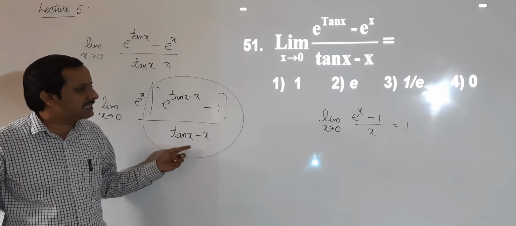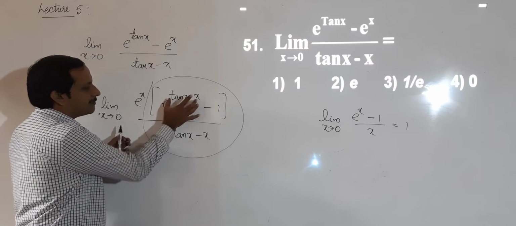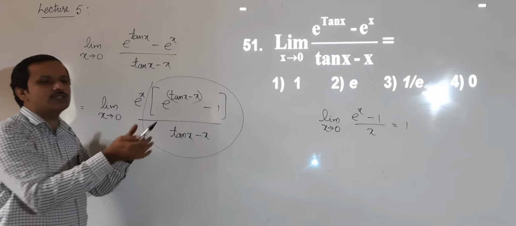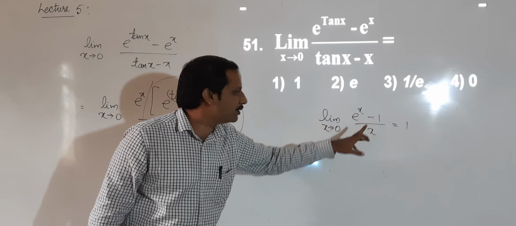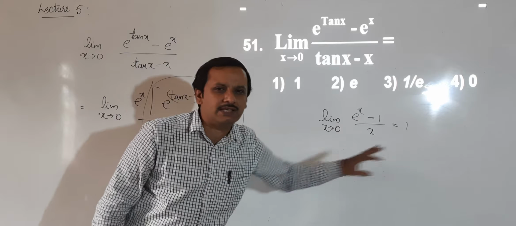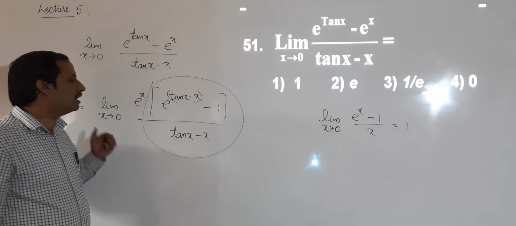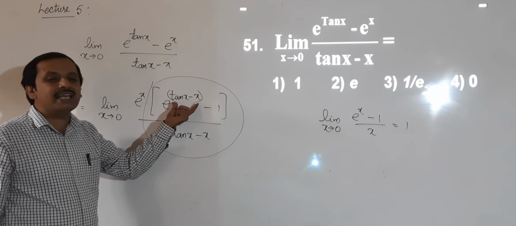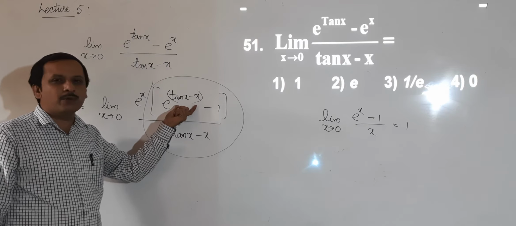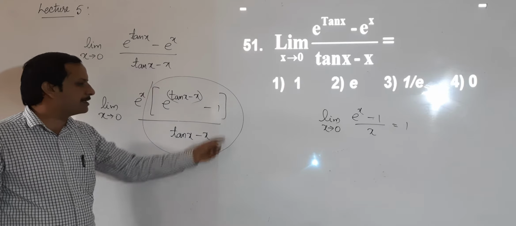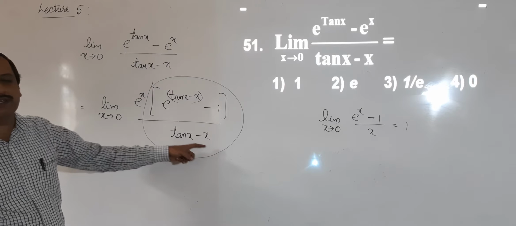So the question is, can we use that formula? That formula can be used only if this power is tending to 0. Here we have e power x, here also x. If x is approaching 0, then only the value of this limit is equal to 1. Now, when x approaches 0, what we need to check is whether this tan x minus x also approaches 0 or not. If this also approaches 0, then you can say the value of that limit is equal to 1. Is it true that when x approaches 0, tan x minus x also approaches 0?